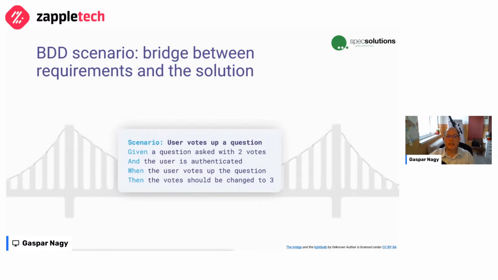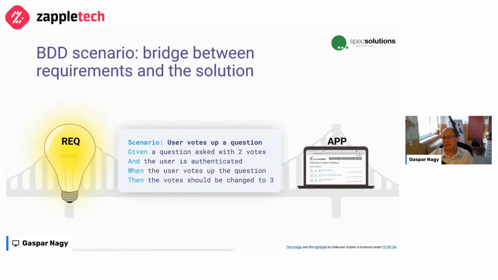We can say that on one side of the bridge, there are the requirements. Of course, we are in a software development process. The requirements are coming in some form from the business. So that's on one side of the bridge. And on the other side, there is the application that we need to implement as the solution for that particular problem. So we can say that the problem and the solution, or the requirement and the created application, are at the two sides of that bridge. And somehow the scenarios are sitting in the middle.